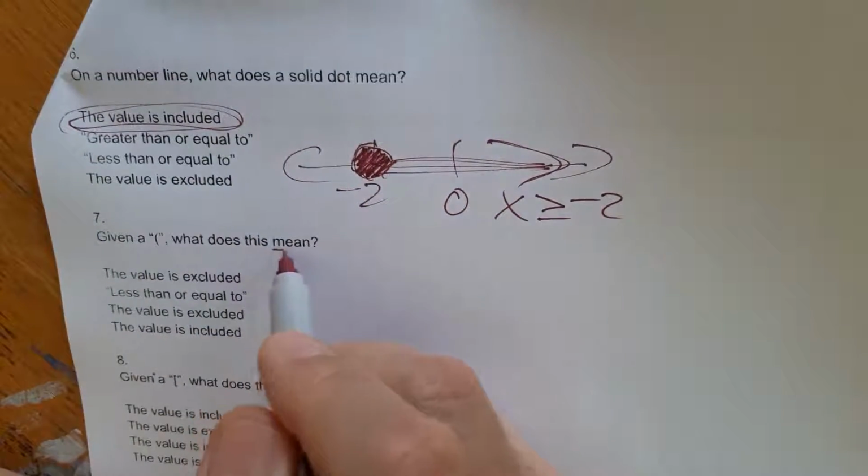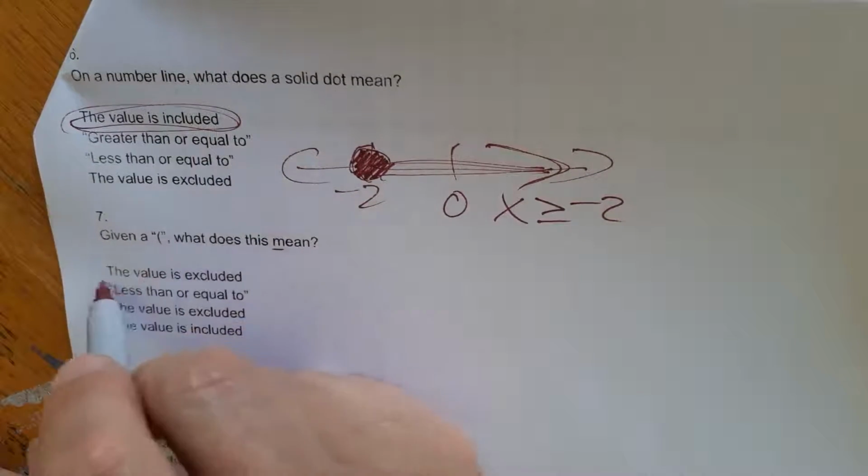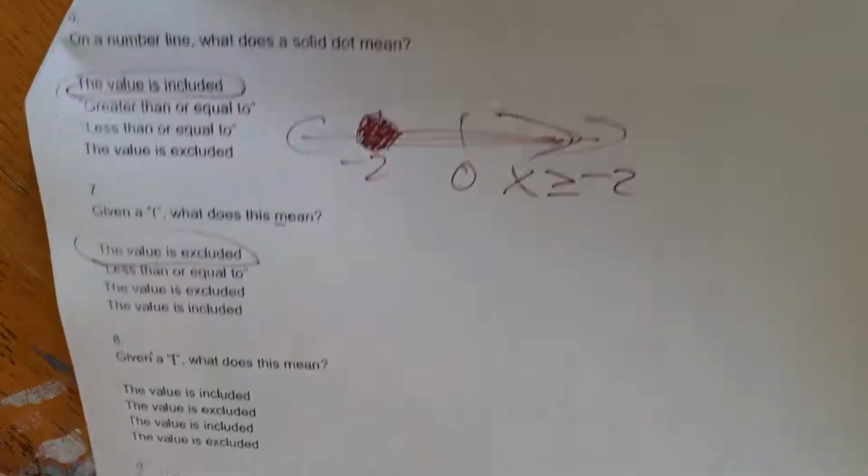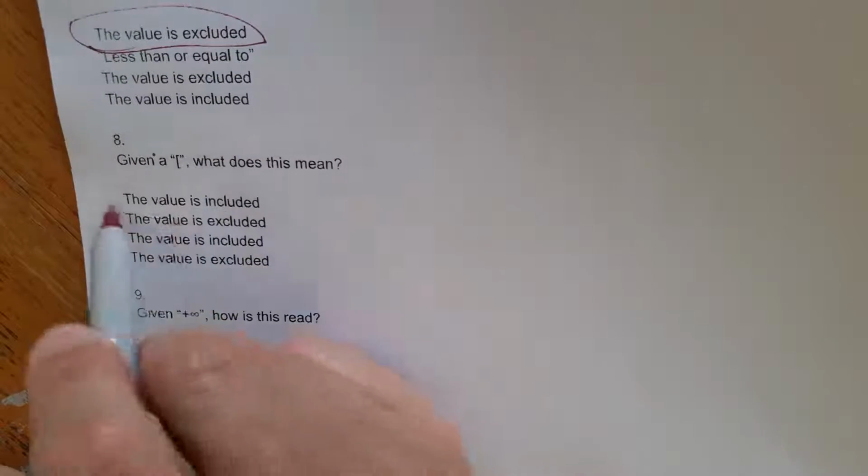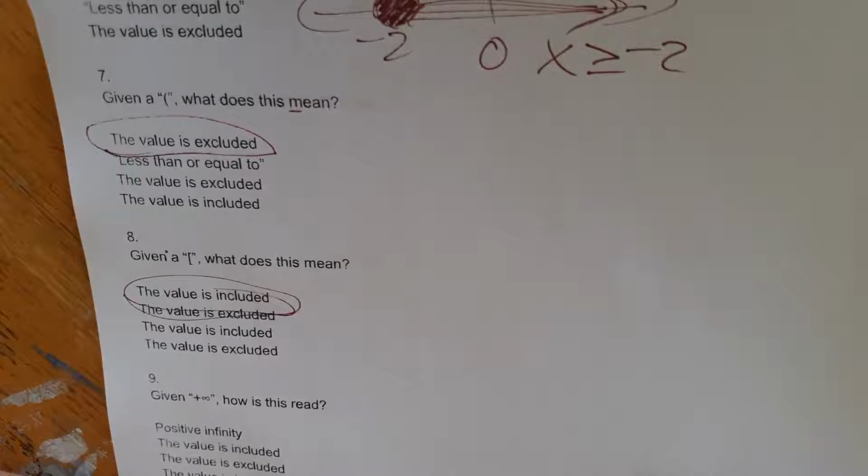What does a parentheses mean? This is set notation, and it means the value is excluded. Right? What does a bracket mean? It means it is included. So in set notation, the parentheses and the bracket are the equivalent of the open dot and the closed dot.